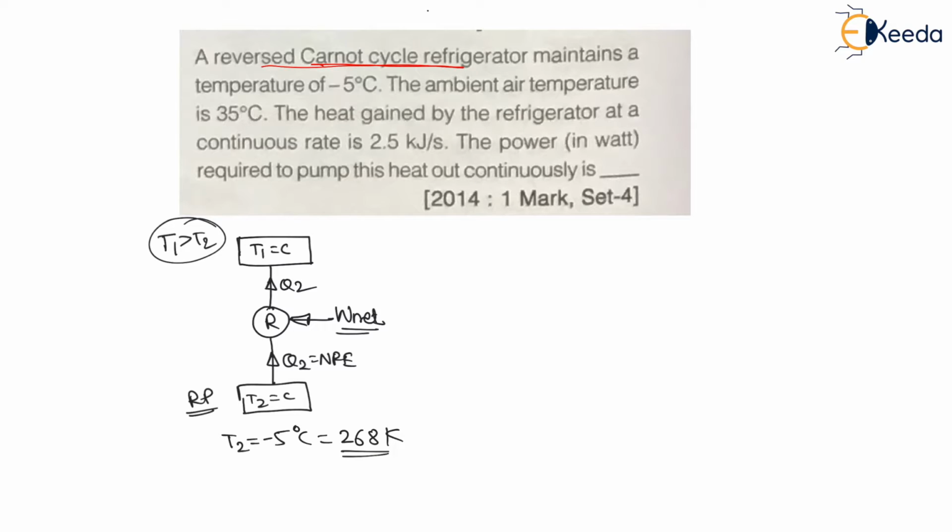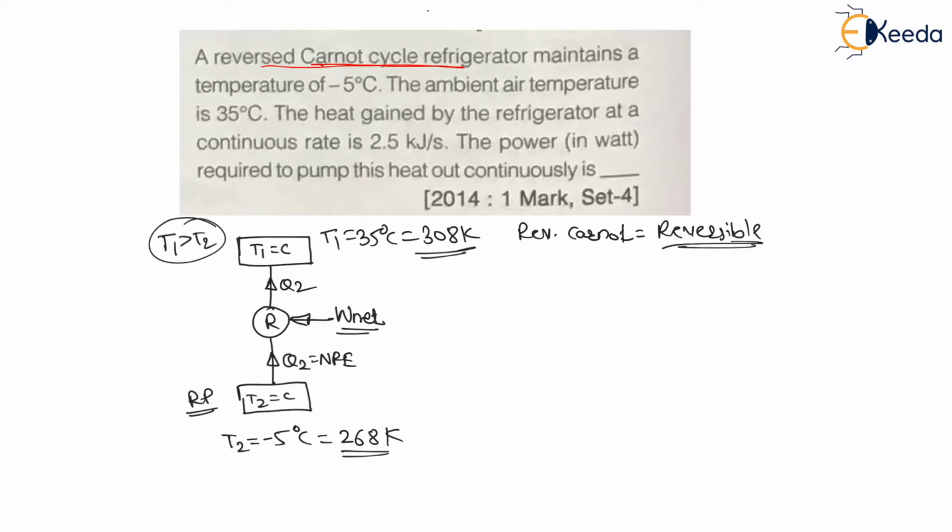Then the ambient air temperature is 35 degrees Celsius. Here ambient temperature is the outside temperature, which is higher than the refrigerated space. Therefore T1 is given as 35 degrees Celsius, so if I add 273, the answer will be 308 Kelvin. And it is a reverse Carnot cycle. The reverse Carnot cycle is always a reversible cycle. We can say reverse Carnot is nothing but a reversible cycle where the heat ratio can be replaced by the temperature ratio.